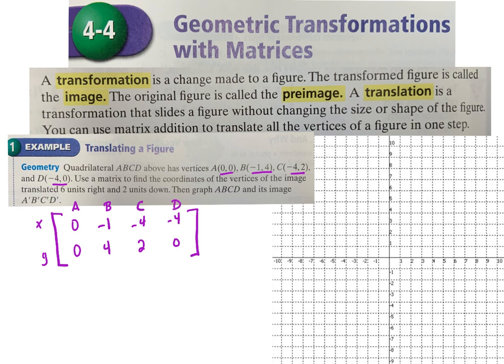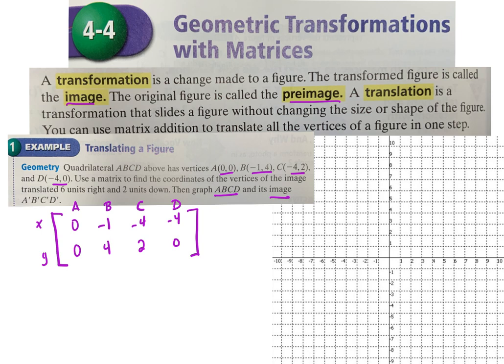Use a matrix to find the coordinates of the vertices of the image, translated 6 units right and 2 units down. Then graph ABCD and its image. All right? So the pre-image is the one that they give you. The image is the one when it is translated, which is what they're telling you up here in these definitions.